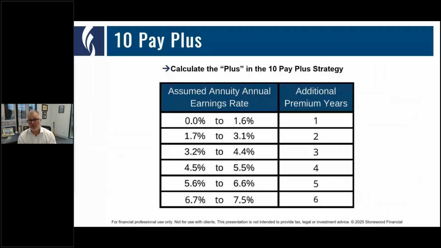Now, the plus idea: as I mentioned, you've got interest. In the example I had, I assumed a 5% growth rate, so that gave me 4 additional premium years. In the 10-pay idea, for the original annuity, whether it's a MIGA or an FIA, what is the earnings rate on it? Based on the earnings rate, it'll tell you how many additional years you could buy if you wanted to. So if you have, say, a 3.5% growth rate from the FIA, that means you can turn your 10-pay into a 13-pay.